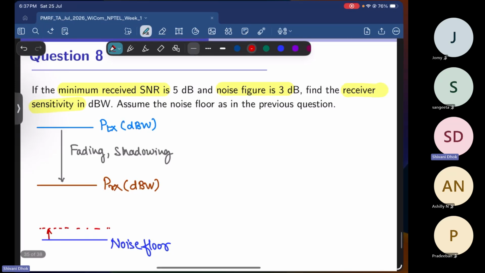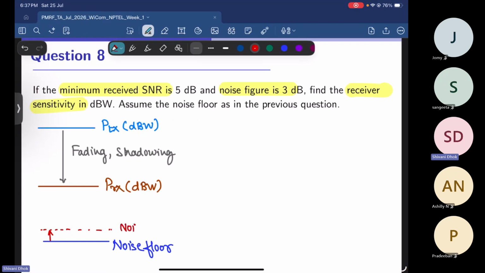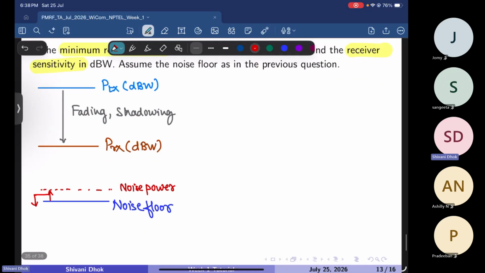So this is your total noise power, and this increase in your noise power is because of noise figure. This also will be discussed in greater detail in the subsequent lectures. Right now, just believe me that this happens. So this particular thing is basically your signal to noise ratio, or the gap.